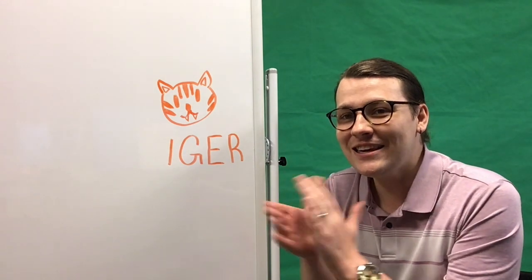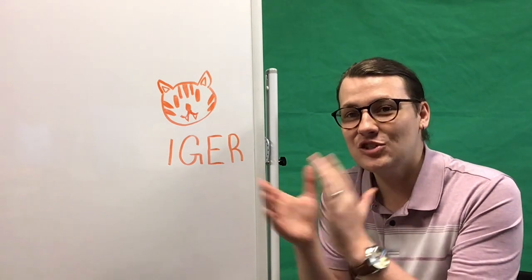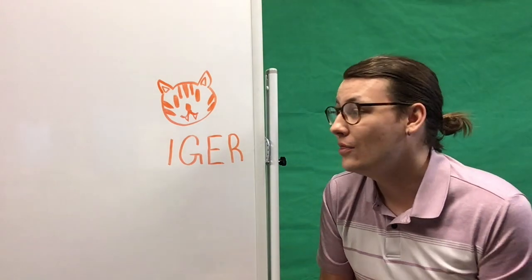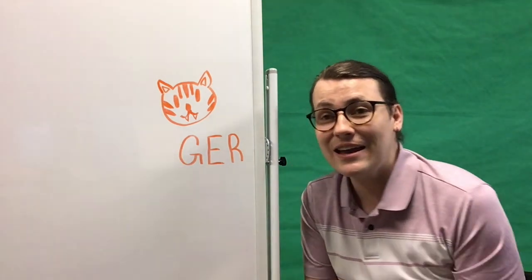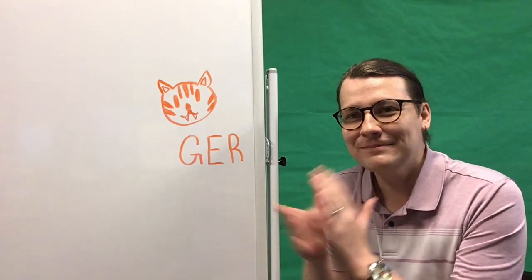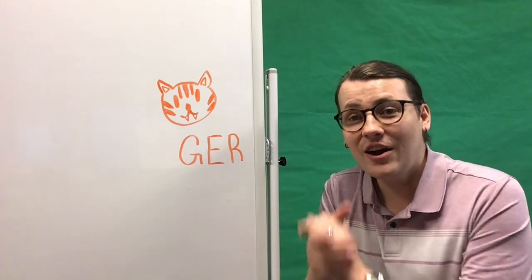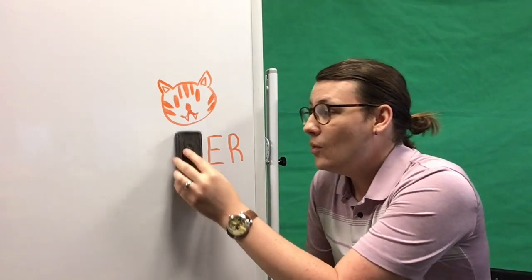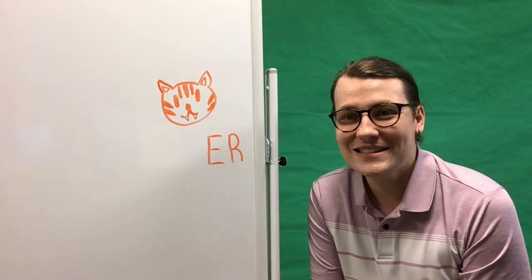Oh, I-G-E-R, I-G-E-R, I-G-E-R, and Tiger was his name. Oh, there was a big cat who had some stripes, and Tiger was his name. Oh, G-E-R, G-E-R, G-E-R, and Tiger was his name. Oh, there was a big cat who had some stripes, and Tiger was his name.